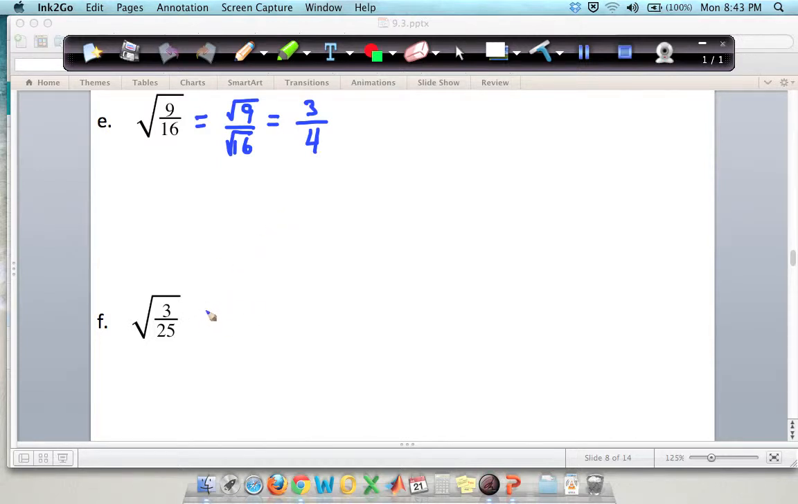Now when I come to this example below and break it up using the quotient rule, I get the square root of 3 over the square root of 25. The square root of 3 cannot be simplified, that's a decimal, so I can just simplify the square root of 25 to be 5.